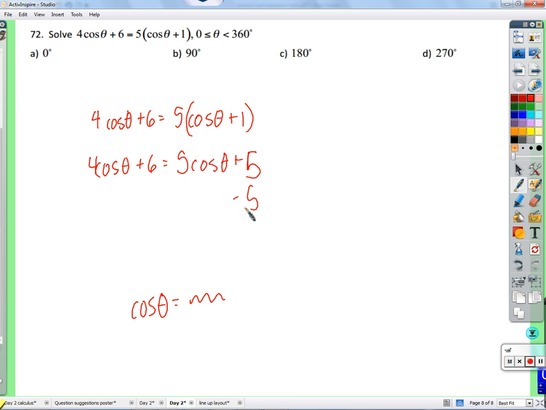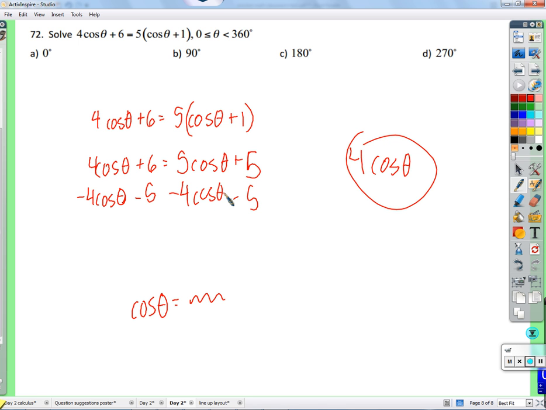Okay, so let's cancel out this 5. Can you take the 4 cosine theta over to the other side? Let's think about what 4 cosine theta is. Cosine theta is some number, and all of that is 4 times bigger than that. So altogether, this is some number. So yes, this whole number can be subtracted away from the side. And there we are, where we said it would be.